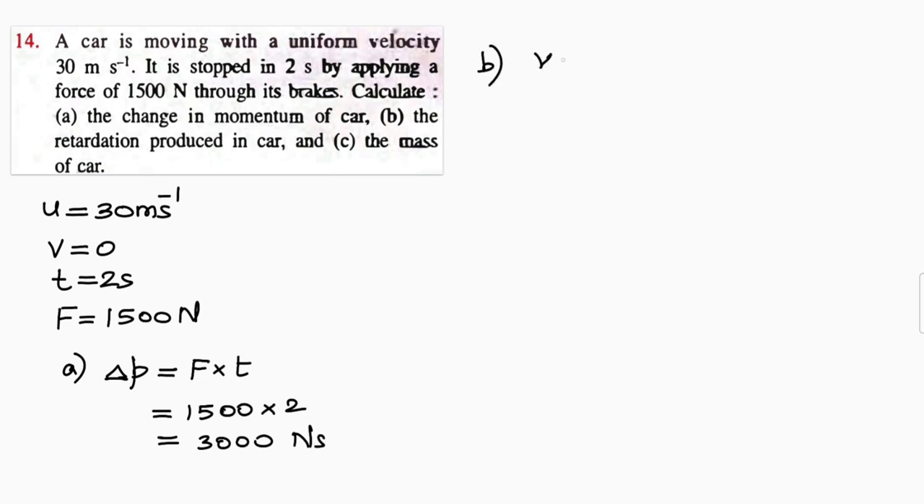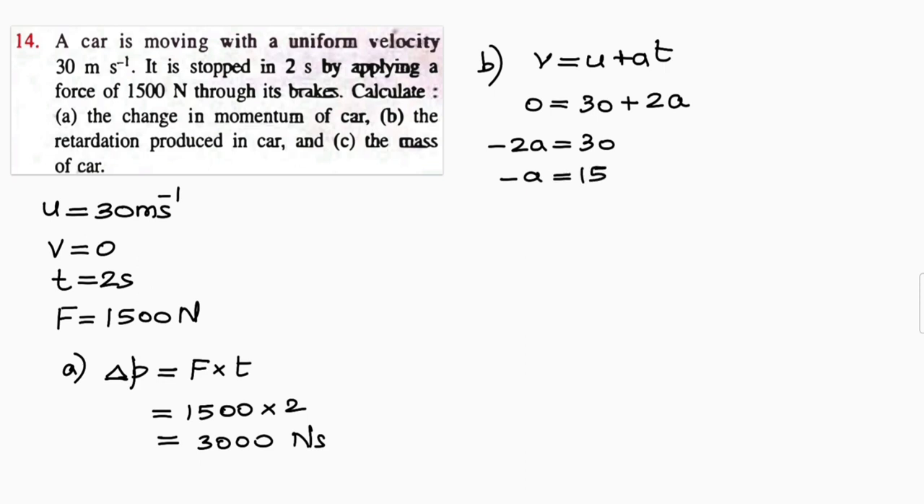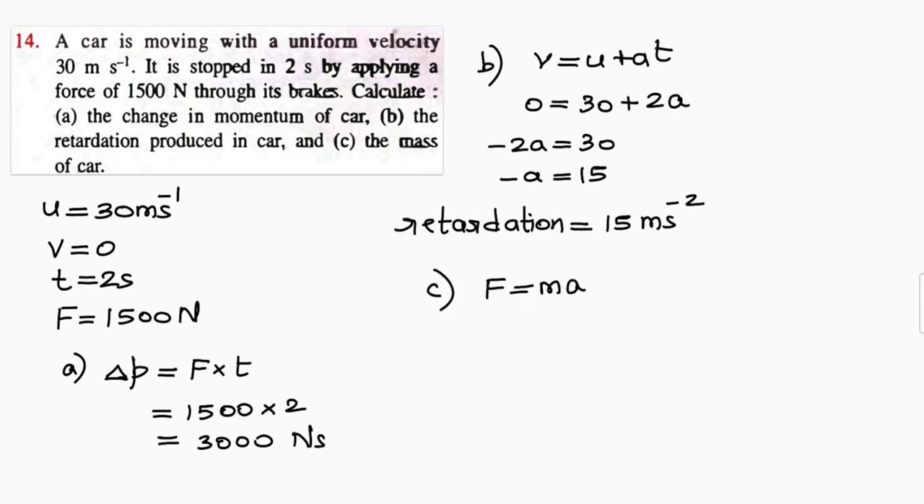For retardation, you can use V is equal to U plus AT. Therefore, minus 2A is 30, hence minus A is 15, which is nothing but retardation. Therefore, retardation is 15 meters per second square. Now, the mass of the car, last part. We know that F is equal to ma, therefore M will be equal to F upon A. Substitute the values. Hence, the mass of the car is 100 kg.